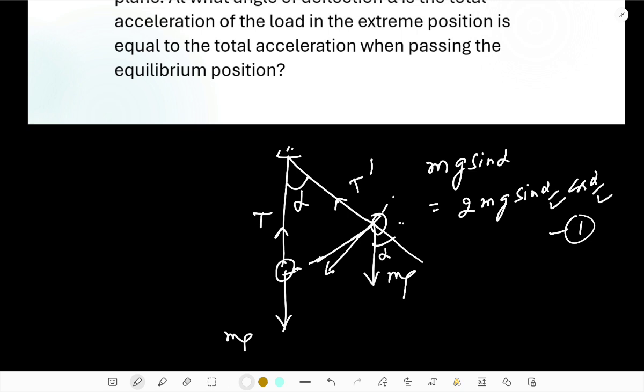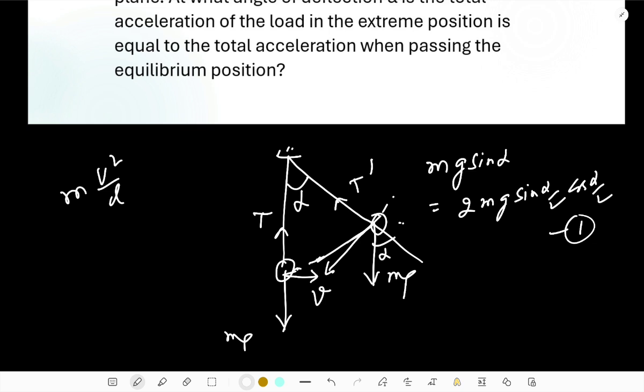And the normal acceleration is simply, suppose that here its speed is v, then the normal acceleration will be equal to v square by L. So the total force in radial direction will be mv square by L. But normal acceleration is simply v square by L, where L is the length of the thread.